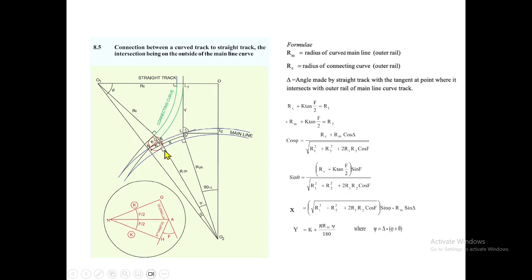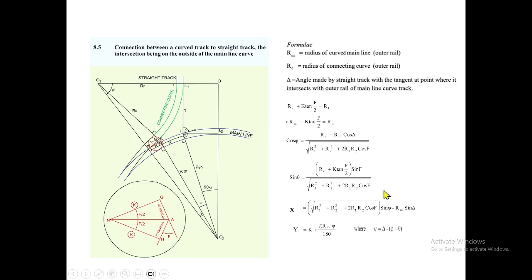Like that R2 equals RM up to H plus K tan F by 2. So the R1, R2 we need for resolving this equation. From there we are trying to find out this phi angle, that is cos phi equal to this equation they are forming. Then for finding out the theta angle, they are forming this equation.